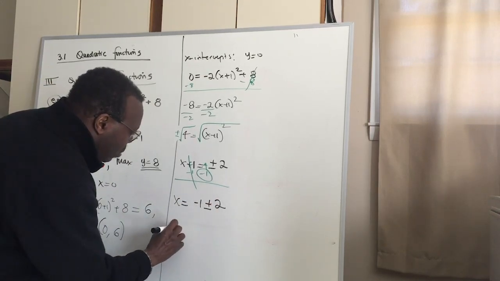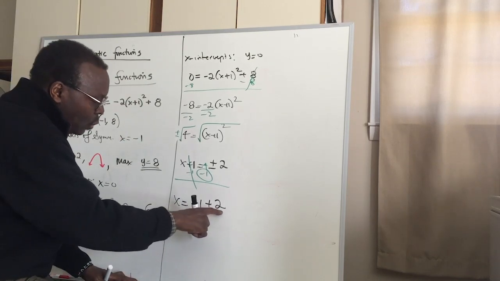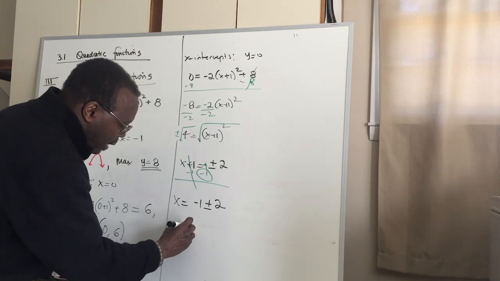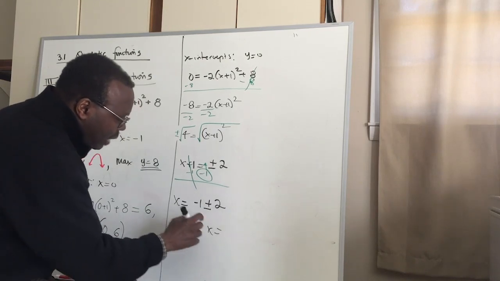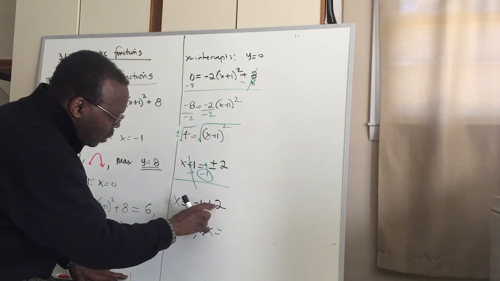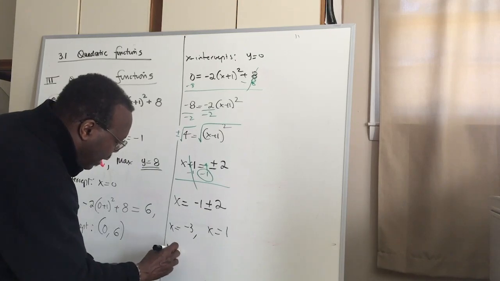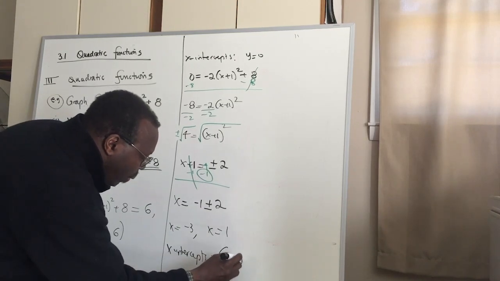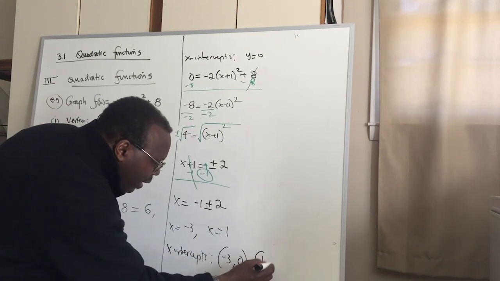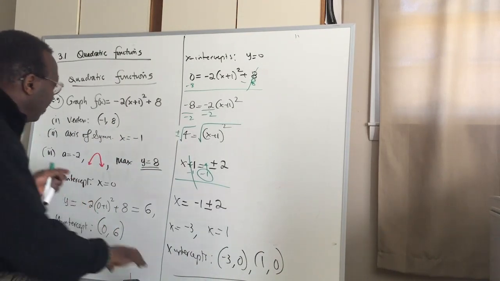So the 2 x values are, use the bottom sign first, we have -1 minus 2. -1 minus 2 is -3. The other one will be, use the top sign, we have -1 plus 2, and that's 1. So the x-intercepts are -3 when y is 0, and 1 when y is 0. We have everything to graph this function.